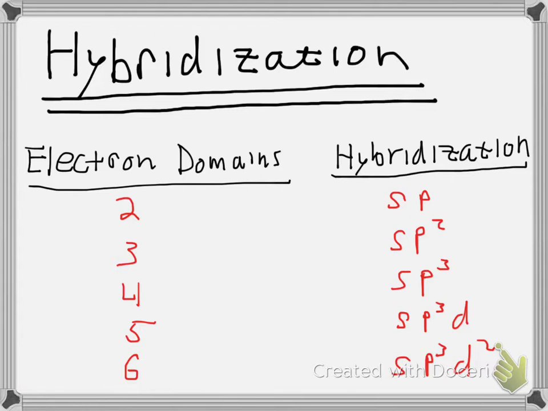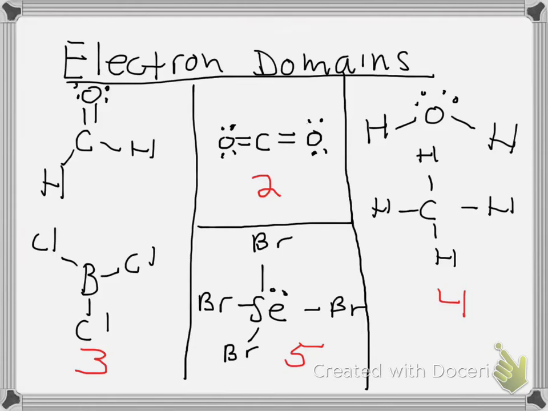In order to understand hybridization, we first have to understand the concept of electron domains, which I have another video on, but just in case you haven't seen it, I'm going to go ahead and refresh your memory. So, electron domains are the number of electrons or the number of pairs of electrons, so the number of things coming off the central atom in a molecule. So right here, let's look at this carbonyl molecule.